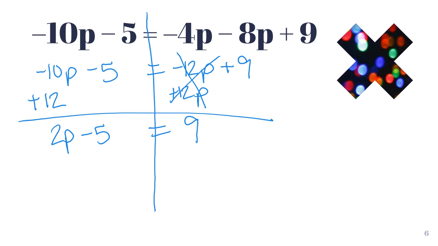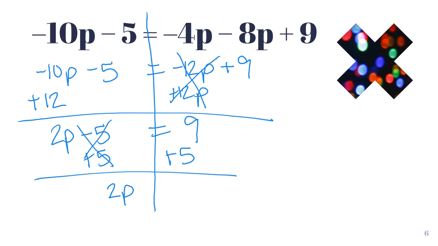So 2p minus 5, I need to get rid of that 5. So I do the opposite of subtracting, which is going to be to add. I add 5 on both sides. Negative 5 plus 5 cancels out. So I'm left with 2p equals 9 plus 5 equals what? 14.